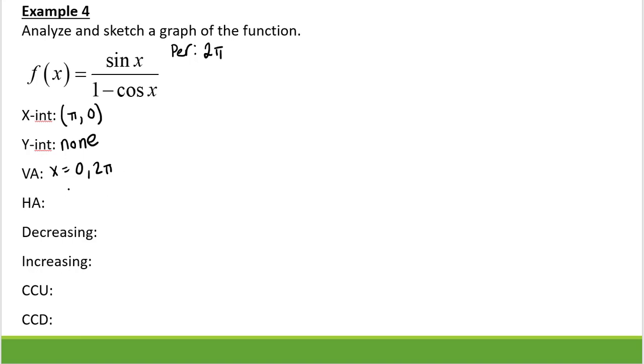Horizontal asymptote. Since sine and cosine oscillate, there is none. They kind of act the same. I'm going to do what I did with the derivatives for the previous example. Finding my derivative here. My derivative, use your quotient rule. Practice your quotient rule. I'm going to give it to you guys.